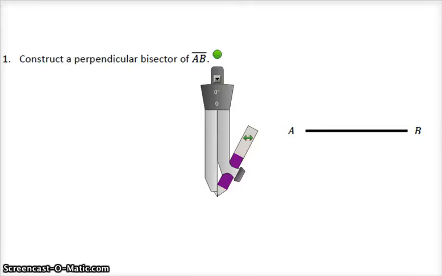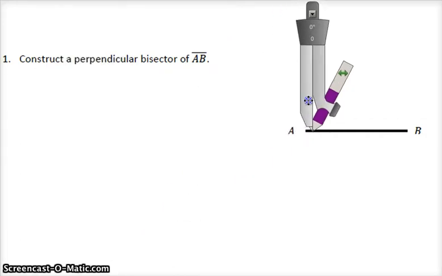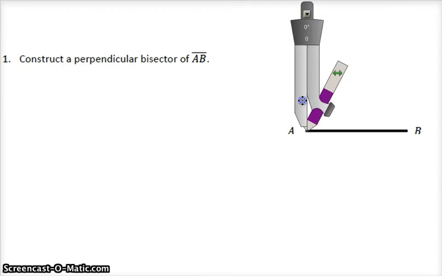Okay guys, so this video is just an overview of all the constructions you need to know for transformations unit. So we're going to start with the perpendicular bisector. Once we have our compass up, we can start at either point A or B of our line segment. So I'll start at A. If you start at B, it's fine.